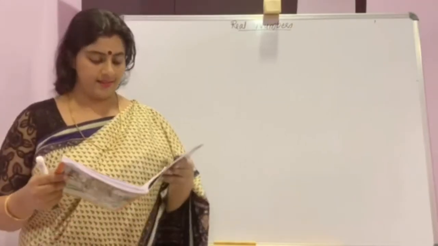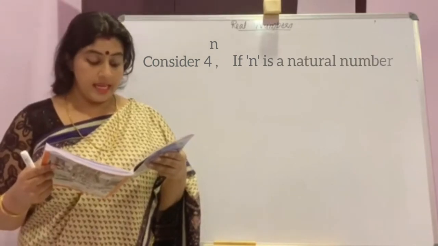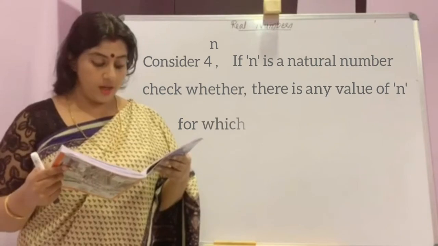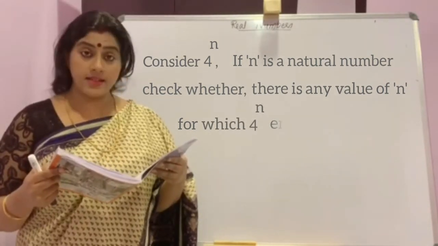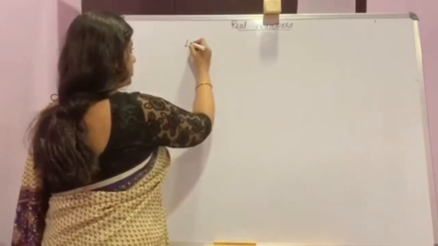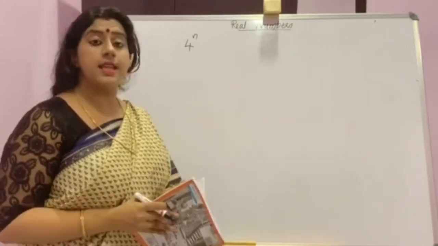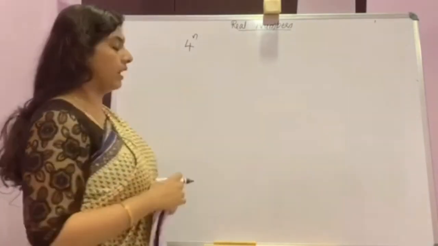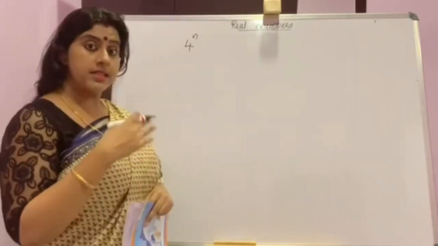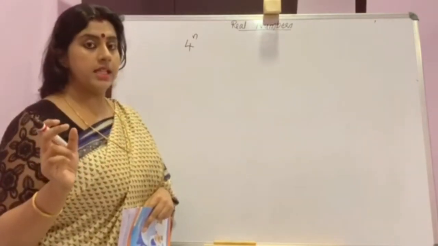Next question is, consider 4 raised to n. If n is a natural number, check whether there is any value of n for which 4 raised to n ends with the digit 0. Given 4 raised to n. And in the question, it is given n is a natural number. So n can have values 1, 2, 3, 4, 5, etc. And we have to check whether for some value of n, the answer ends with the digit 0.